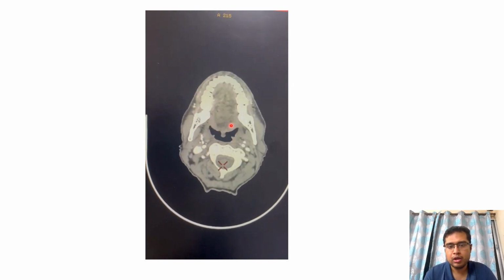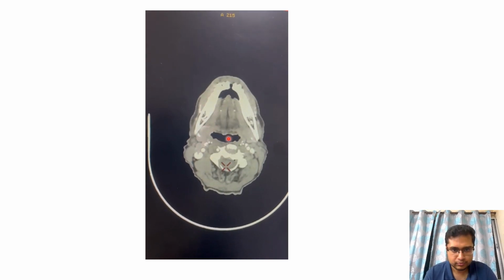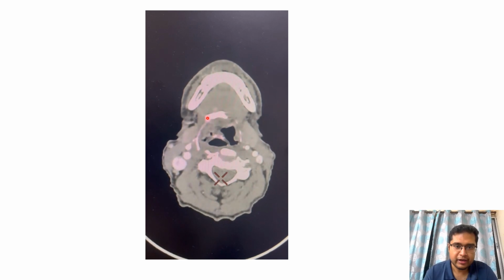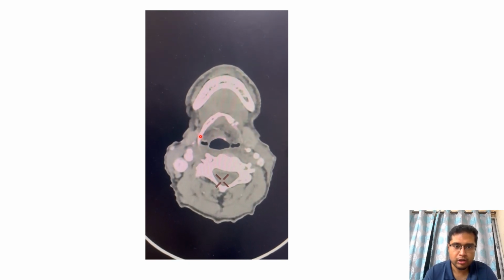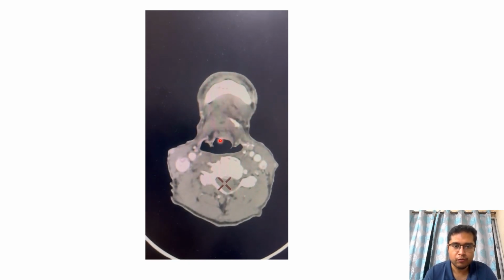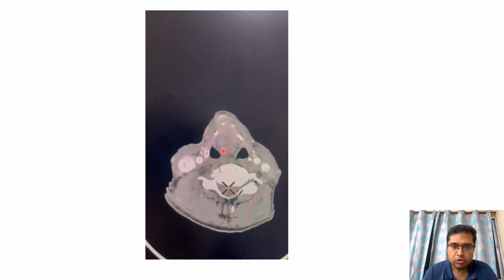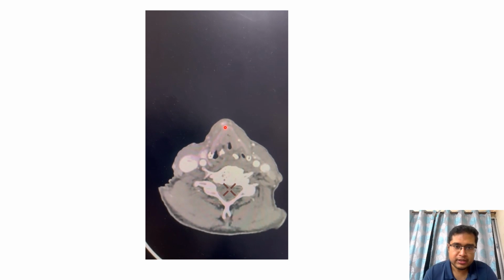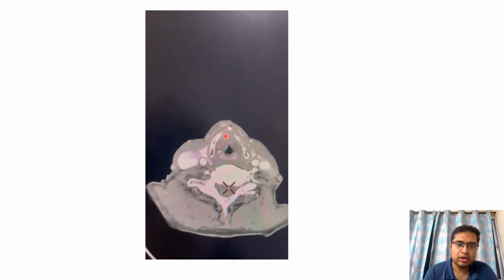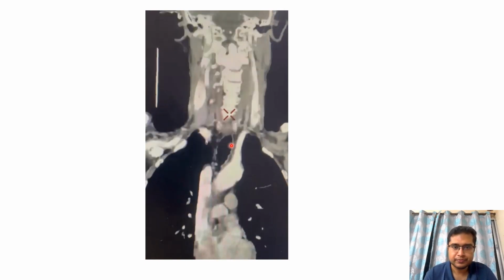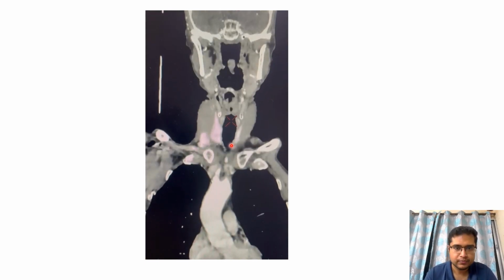So I'll scroll a bit slowly now. You can see this is the right vallecula, the glossoepiglottic fold. The aryepiglottic folds are also involved here. There is involvement of the false cords and the paraglottic space. The tumor is extending beyond the laryngeal cartilage, that is thyroid cartilage, to involve the strap muscles. So it's a T4 disease.